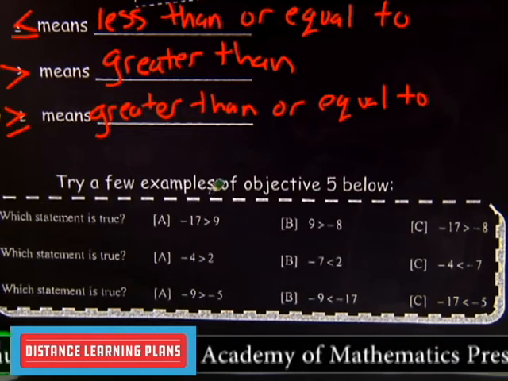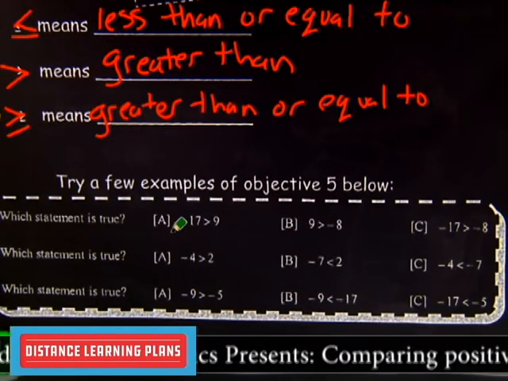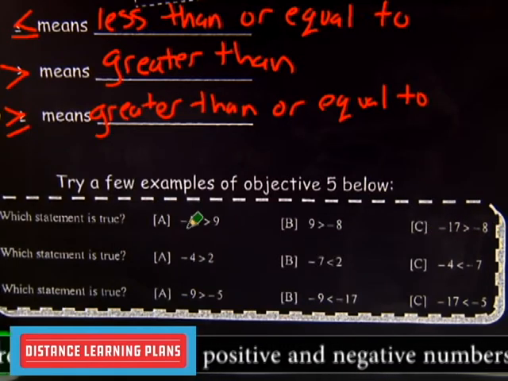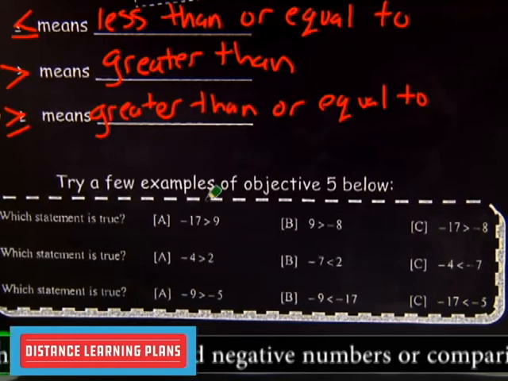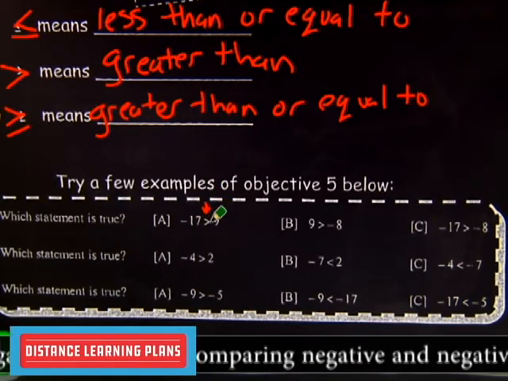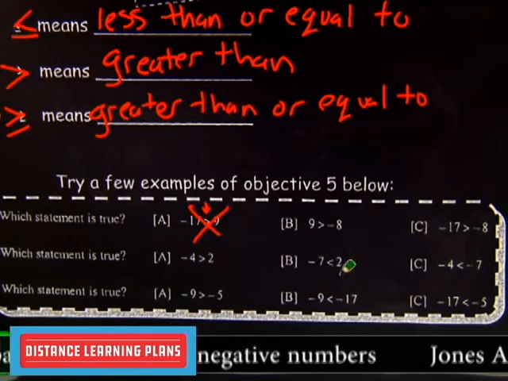All right, now let's look at these. Which of the following is true? So negative 17 and 9. All of these say, negative 17 and 9, 9, negative 8, negative 17, negative 8. Let's see. Is negative 17, what is that? Less than or greater than? That's greater than. Is negative 17 greater than 9? No. Negative numbers are never greater than positive numbers.